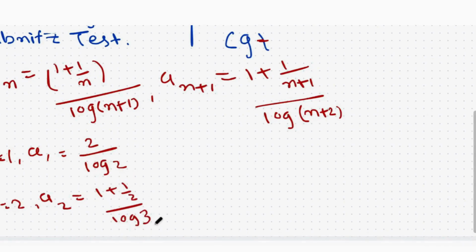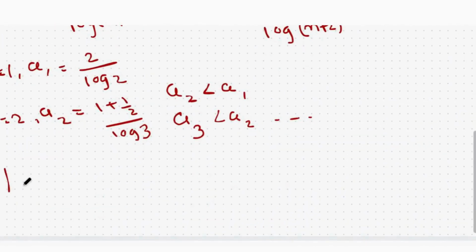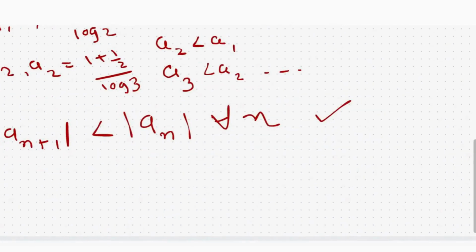Okay, so what we observe? Here we observe that a2 is less than a1. Okay. Same way a3 is less than a2. Okay, and so on. So here in general what we conclude? Here we conclude that mod an plus 1 is less than mod an for all n. Okay. So here first condition of Leibniz test is satisfied. Now let's check the second condition.